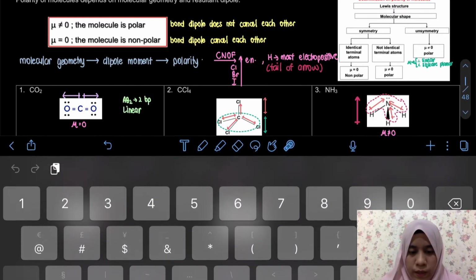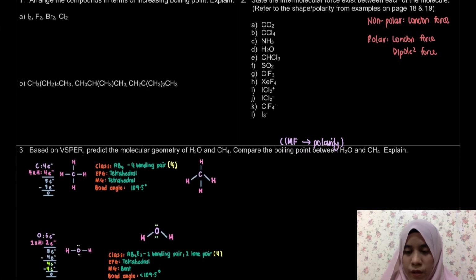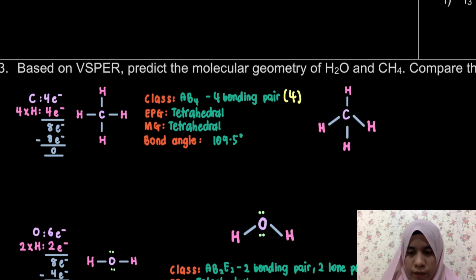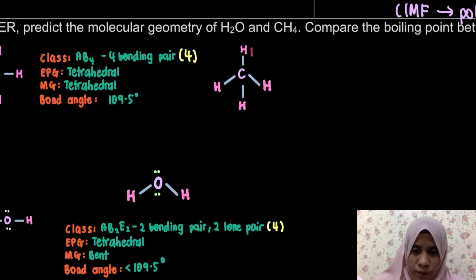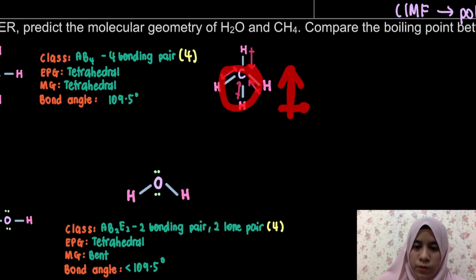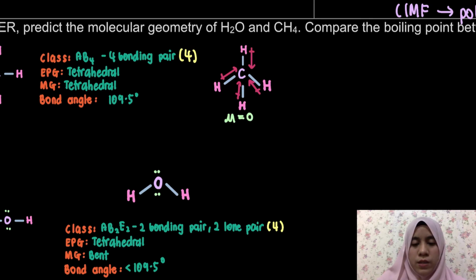So, look back. Here, how are we going to do it? How are we going to draw the polarity? Okay, so between carbon and hydrogen, carbon is more electronegative. So we draw the arrow towards carbon. Here, the resultant dipole moment will be upwards, while this one will be downwards. Hence, it will be cancelled out. So in this case, mu is equal to 0. Since mu is equal to 0, it means that the dipole moments cancel each other out.